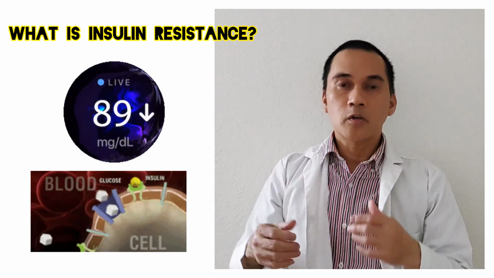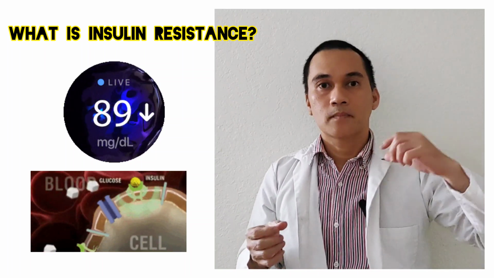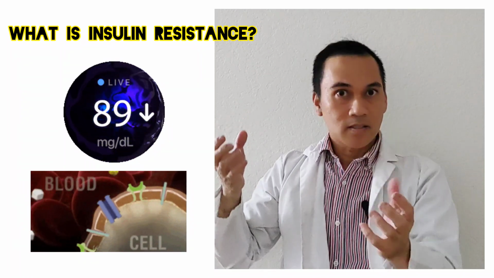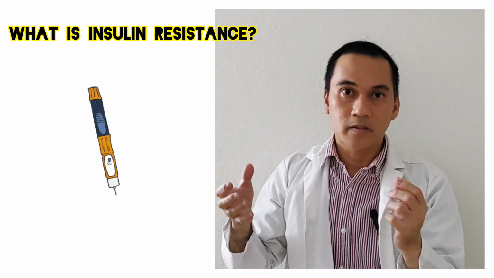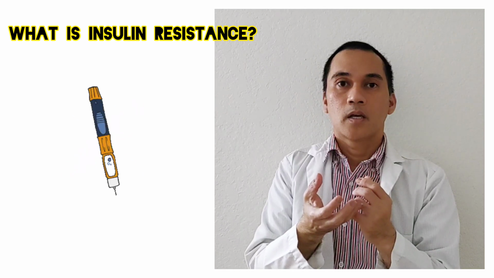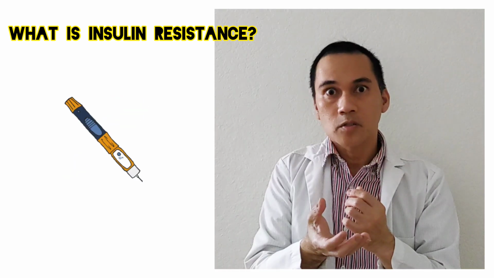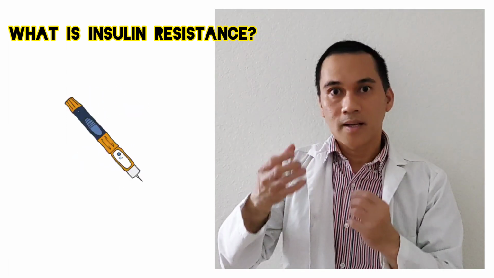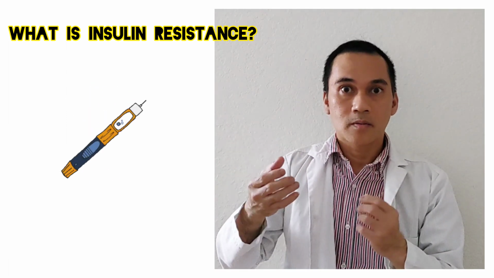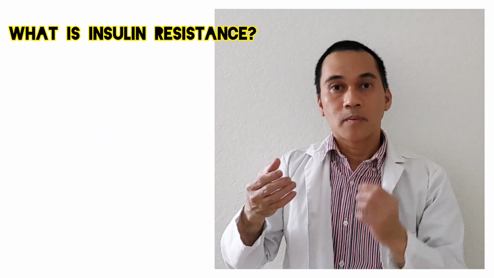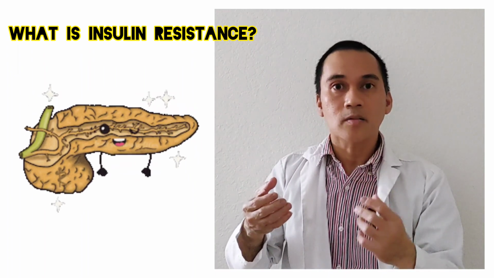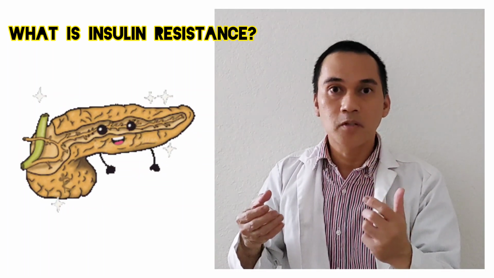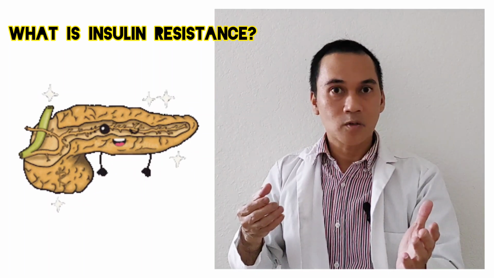So, shall we say, normally it will take 50 units of insulin to tell the cells to open up so that 100 milligrams of glucose can come in. But if you are not burning this glucose inside the cells, if you are eating a lot of carbs, there is an accumulation of glucose in the bloodstream. So the pancreas will be producing more and more insulin, because before it only took 50 units of insulin to tell the cells to open up.